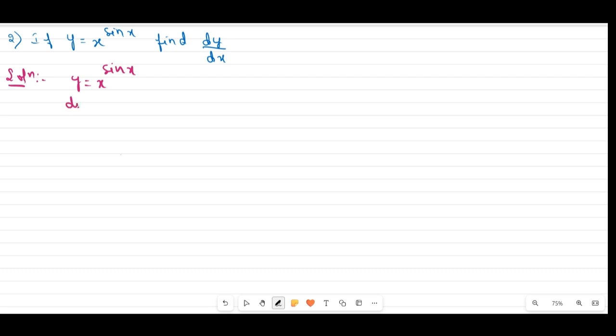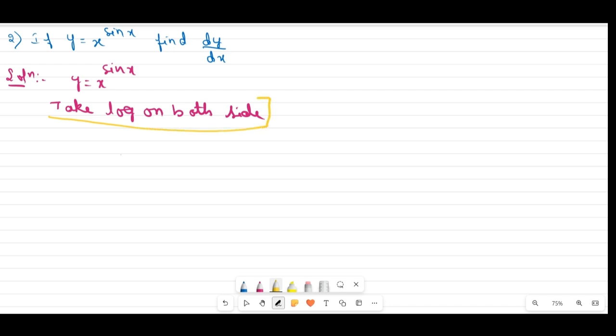So differentiate this with respect to x. Before differentiating, let us take log on both the side. Very important, you must consider log on both the side. This statement is very important. Which one? Take log on both the side. If you don't write it, you won't get any marks in the examination.